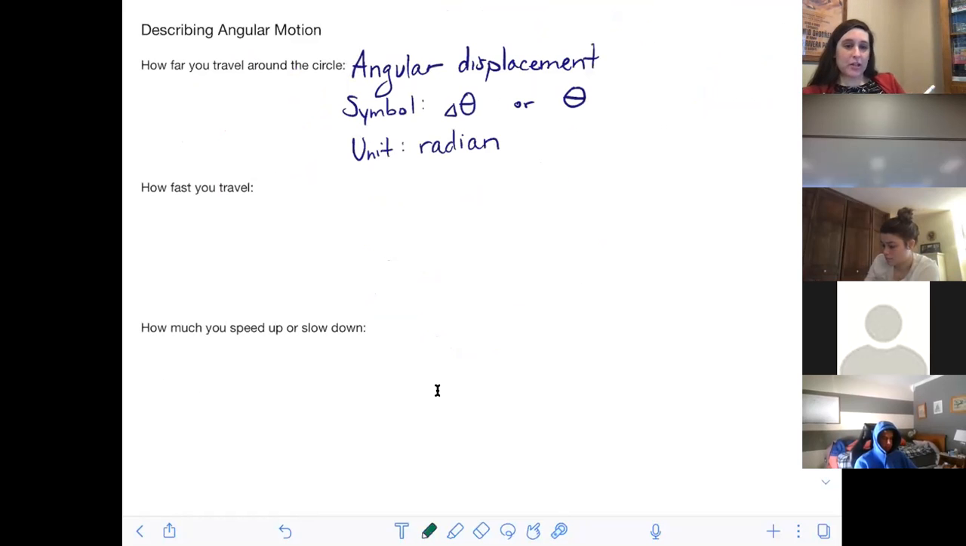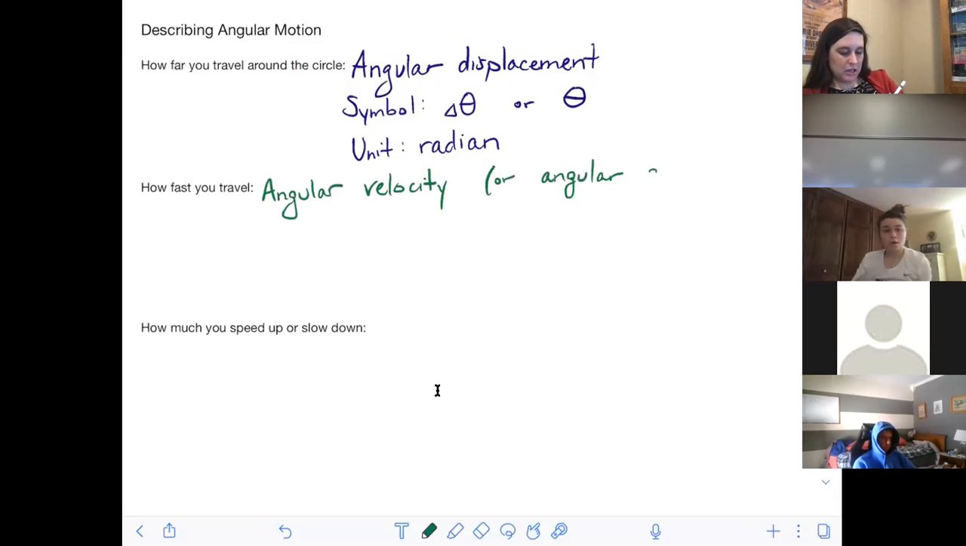Okay, let's talk about how we can describe how fast you travel. We can move in this rotation very slowly. We can move through rotations very quickly. And so how fast you are rotating is your angular velocity. Or if we don't care about the direction, if we don't care if it's clockwise or counterclockwise, we would call it angular speed, because velocity has that direction component to it. Speed has no direction. But both of them are trying to describe basically how fast you're traveling.